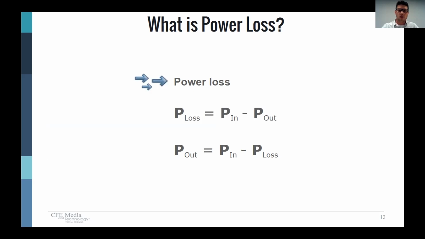If we manipulate the equation, another way we can look at this is our power loss: our output power is equal to the input power minus our power losses. And we'll use that equation here in a minute to shed some light on different things we can think about with efficiency.